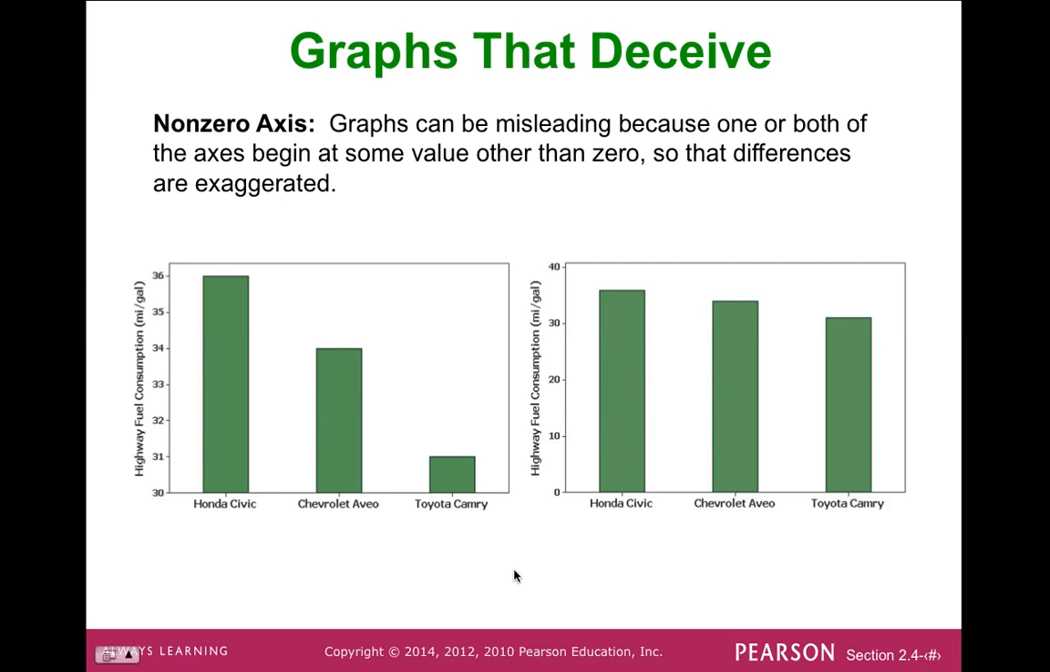And so what a non-zero axis graph is, it's a graph that can be misleading because the axis begins with some other value than 0. And so differences are drastically exaggerated, and unless you're being careful when reading these types of graphs, the average person may not notice that, and they may be persuaded to buy a Honda Civic based on this type of graph, when in reality, if they had seen this graph, they may have said, well, no, that's not so impressive after all.